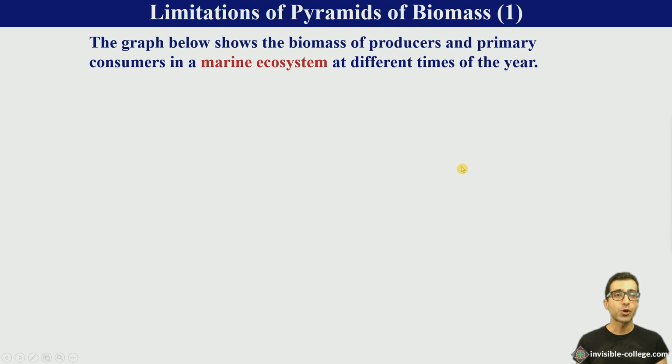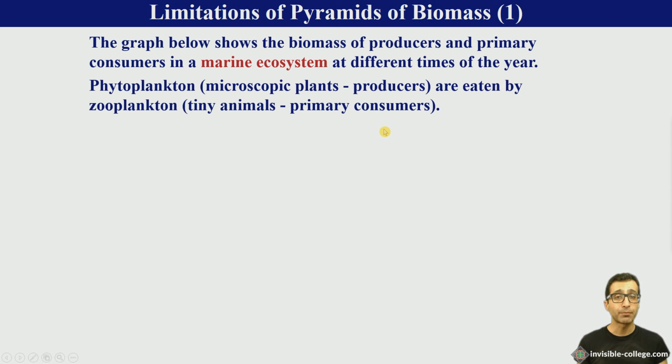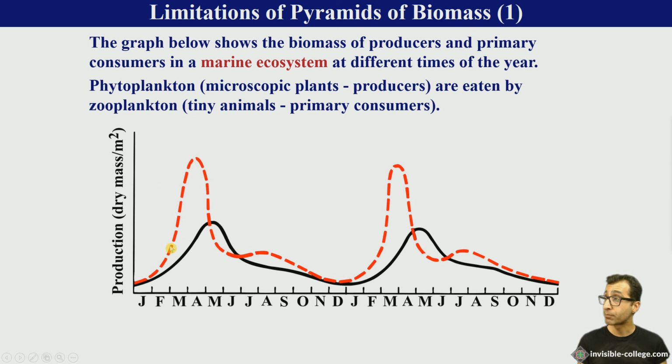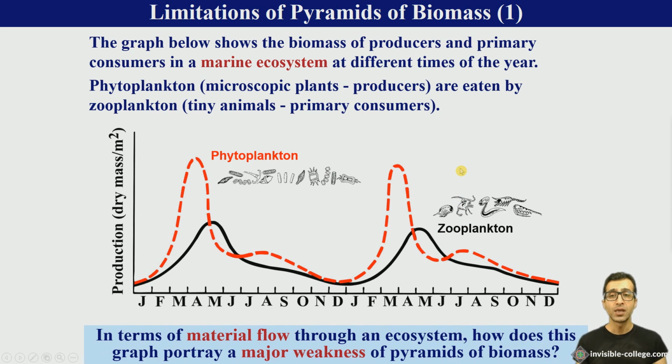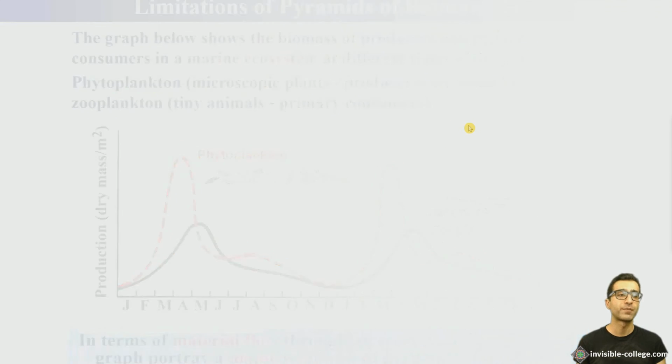So this graph shows the biomass of producers and primary consumers in a marine ecosystem at different times of the year. Phytoplankton, which are the microscopic producers in this ecosystem, are eaten by zooplankton, tiny animals which are primary consumers, and we can see here the graph for the phytoplankton and the graph for the zooplankton. So in terms of the material flow through an ecosystem, one thing to think about would be, how does this graph portray a major weakness of pyramids of biomass? So let's have a look at the limitations of pyramids of biomass.